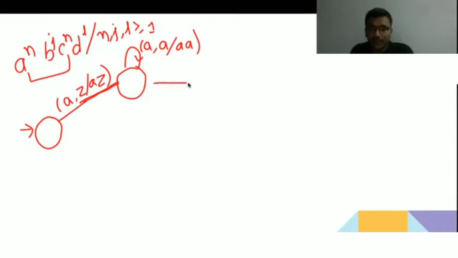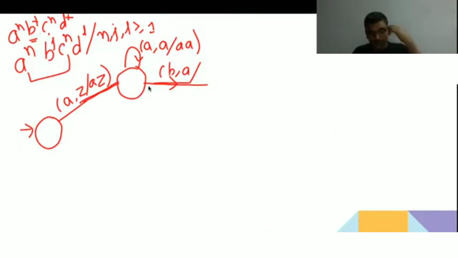Now when you get b, the top of the stack will be a, but you are not going to pop a because it's like a to the power n, b plus, c to the power n, d l. In between any number of b can come, but the number of a and the number of c should be equal. After that, any number of d will come. After b, if you are getting a, what will you do in this stack, please tell me.